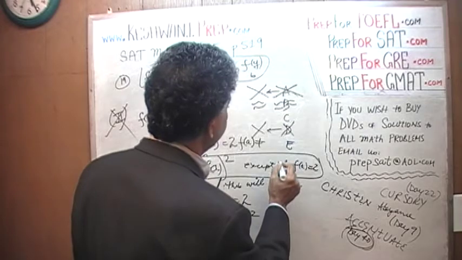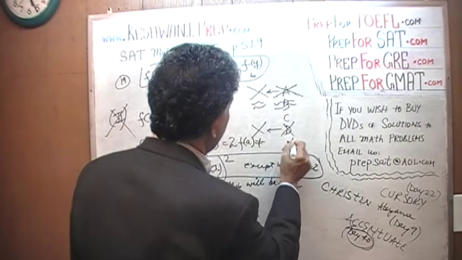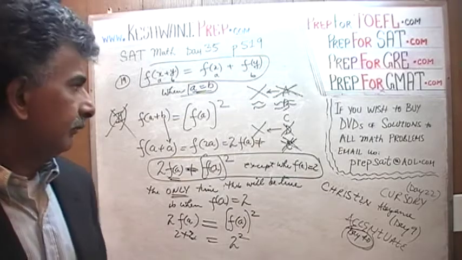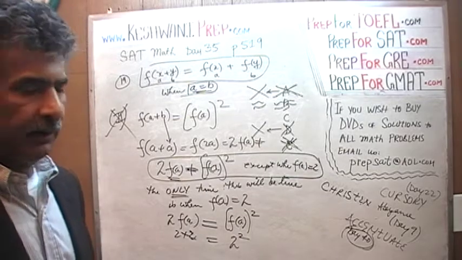How about I do this? There you go. That's it. Do you understand? That's all. The answer is C.